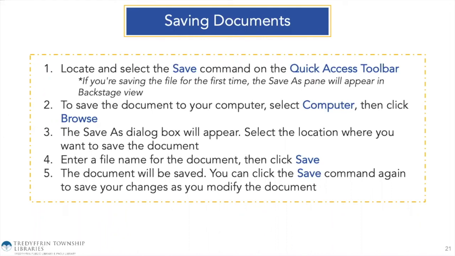click Save. If you don't create a file name, it'll be saved as Document 1 or Document 2 or Document 3, depending on how many document numbers you have. And then once you click Save, the document will be saved. You can click the Save command again to save your changes as you modify the document, or click Control S or Command S if you are a Mac user.